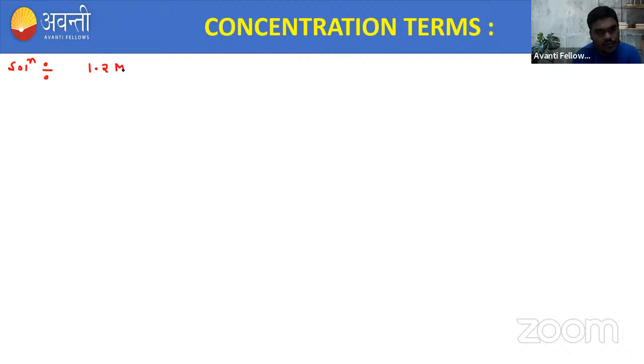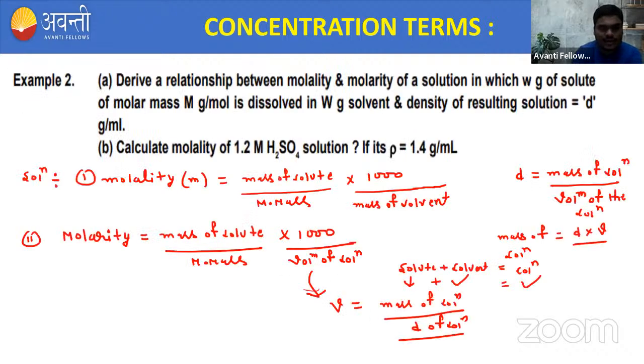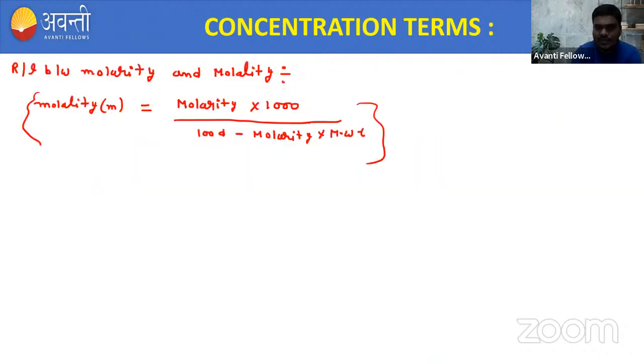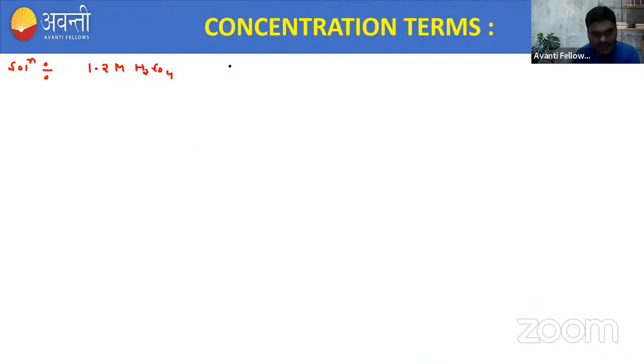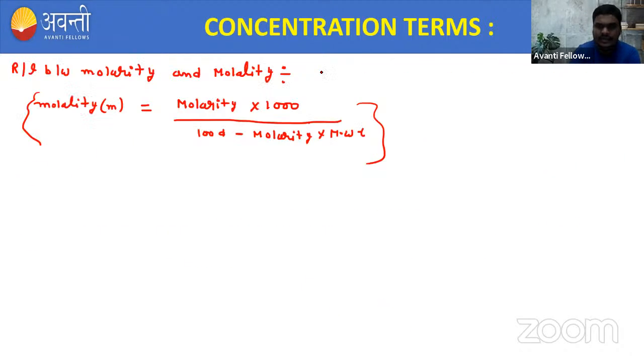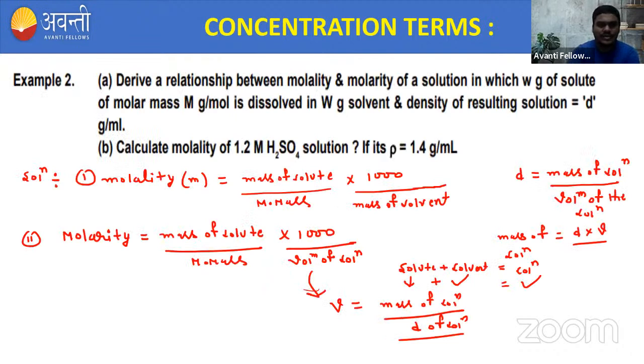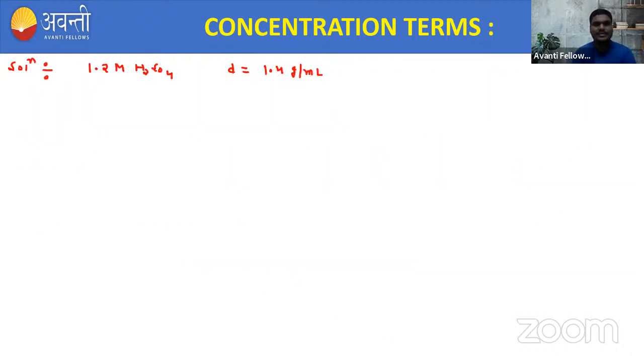1.2 molar H2SO4, right? 1.2 molar H2SO4, and density is given as 1.4 gram per milliliter. This is all, right? And you have to calculate the molality.